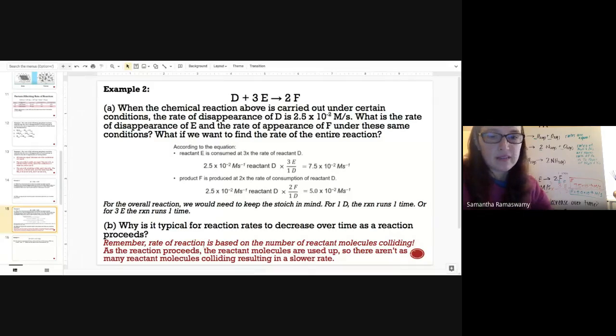So then part B, why is it typical for rates to decrease? So this is usually what we see. Over time, rates will decrease. They'll slow down. So you might notice that a reaction is occurring a lot right away, and then it's going to slow down because the rate of reaction is based on the number of reactant molecules that are colliding. So as the reaction proceeds, the reactant molecules are being used up. They're turning into products. So if there are fewer and fewer reactant molecules, it's a slower rate. Right? So that was example 2.